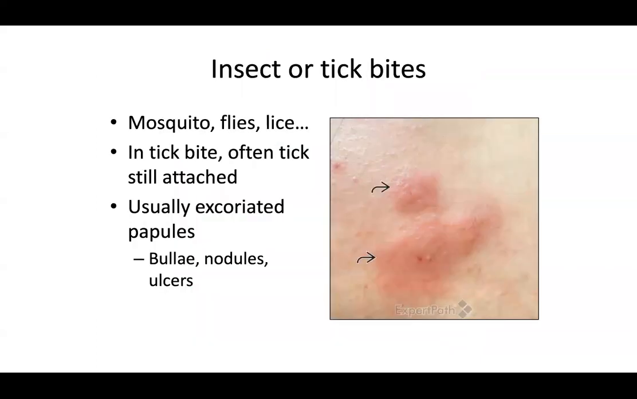Insect or tick bites can be from mosquitoes, flies, or lice, for example. In tick bites, you often see that the tick can still be attached. We had a case where we biopsied the tick out of the patient. We saw the tick was there, and the patient didn't realize they had that tick for so long.